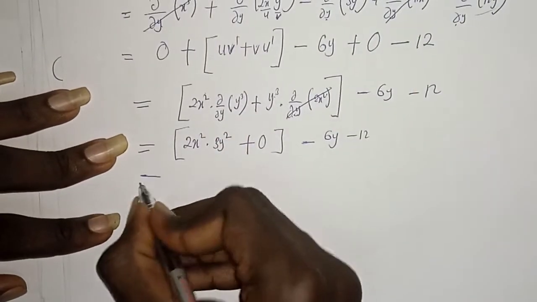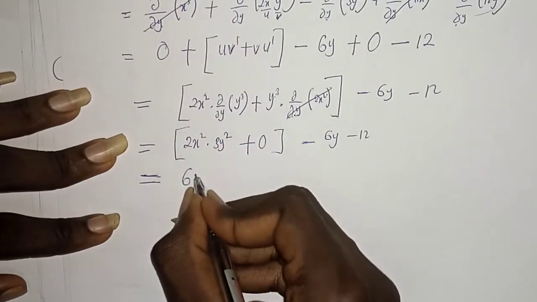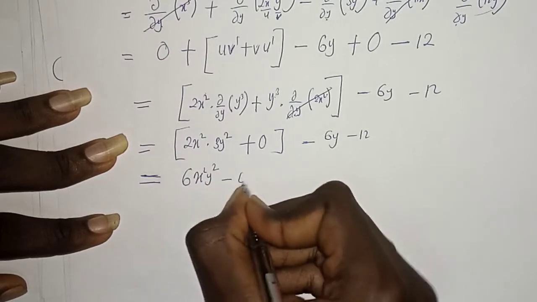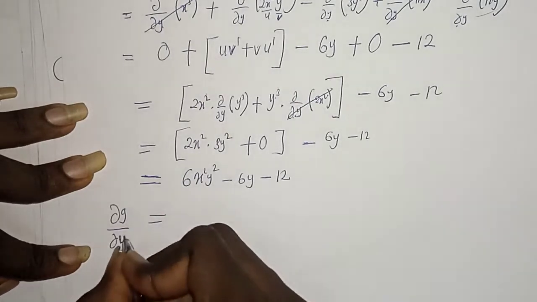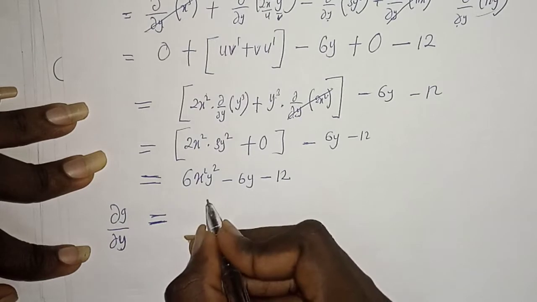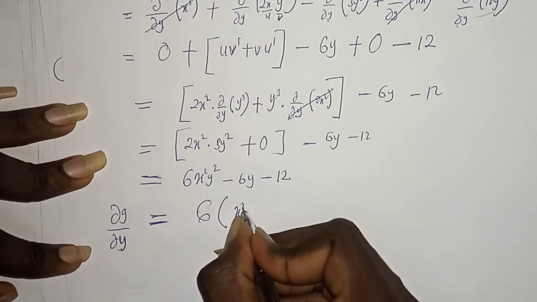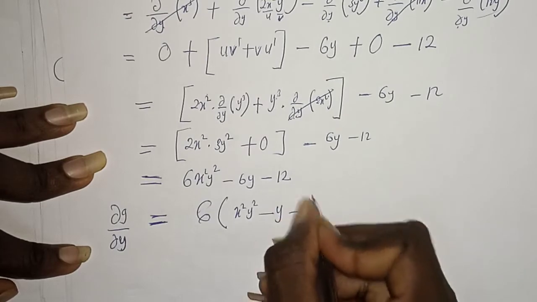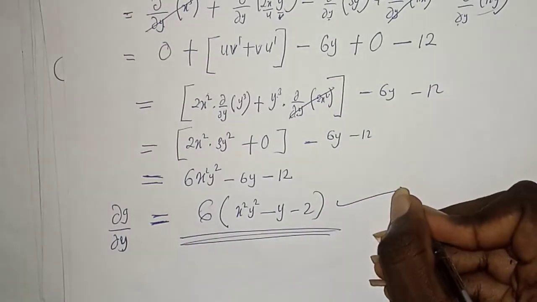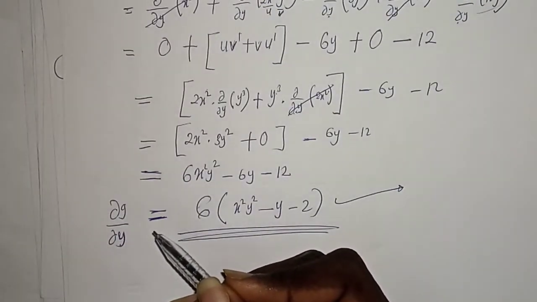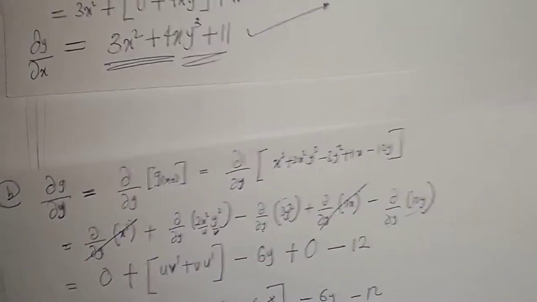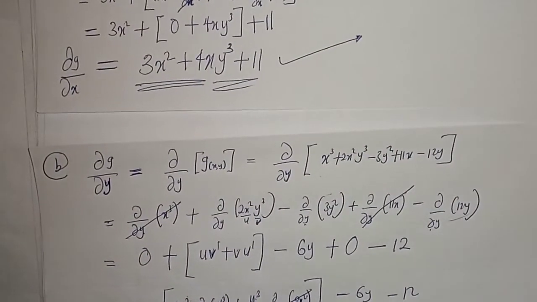Okay, so the final answer: multiply this and this together, you have 6x squared y squared minus 6y minus 12. Hence, del g del y, that is differentiating g partially with respect to y, we will end up having 6 in common, x squared y squared minus y minus 2. So this is for del g del y. And you see the result here is totally different. For x, we have 3x squared plus 4xy cubed plus 11, and this is different. So now we can go ahead and solve the next question.